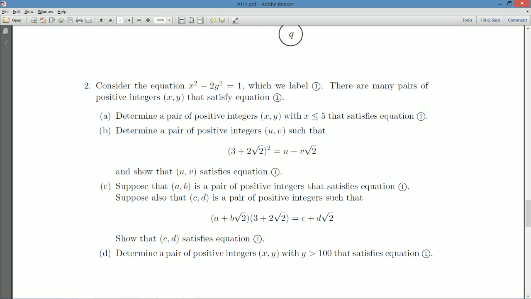B part. Determine a pair of positive integers, u and v, such that 3 plus 2 root 2 all squared is equal to u plus v root 2. Show that u, v satisfies equation 1. Okay. So we're going to need to expand this out and collect the terms that are all integers and collect all the terms that have a root 2 in them. And we should be able to simplify and get positive integers u and v. And then we just need to plug them into this equation and show that it is indeed satisfied.